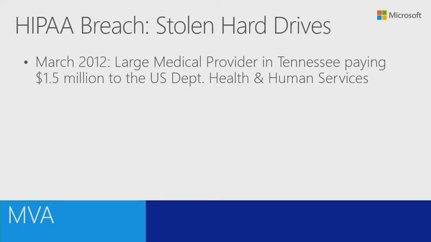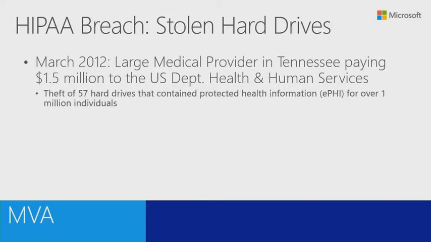Now think about this for a second. What's the most private, personal, confidential data that you can think of? Wouldn't it be the health of you and your family and your children? Wouldn't you want to make sure that that stuff is completely protected? And in fact, that was the argument put forth by this company. But unfortunately, 57 hard drives that contained protected health information, EPHI, for over 1 million individuals leaked out. Think about that for just 1 second. Over 1 million individuals lost their most protected health information.